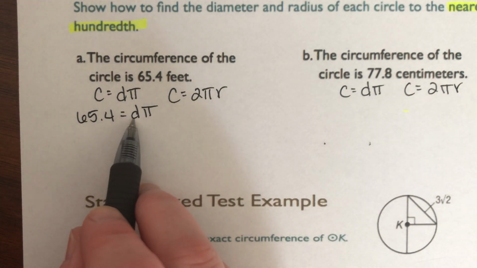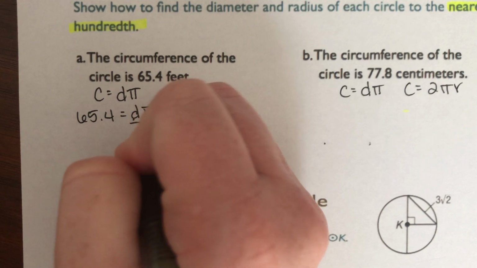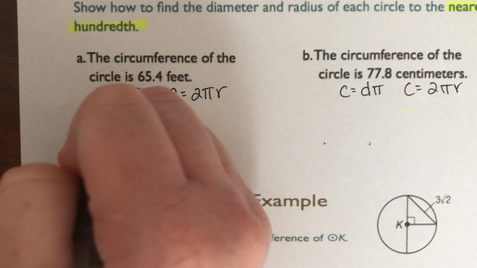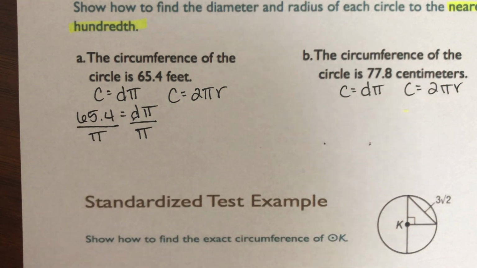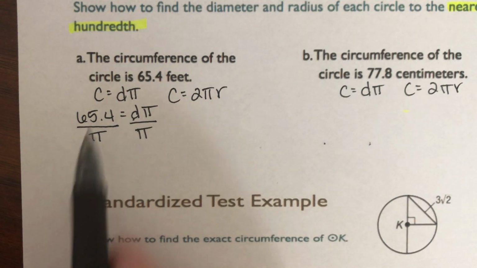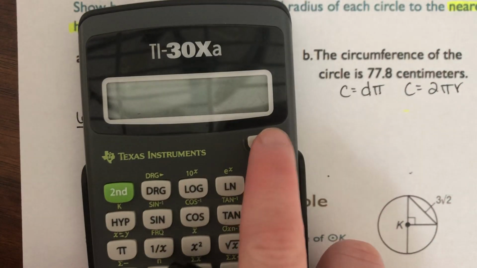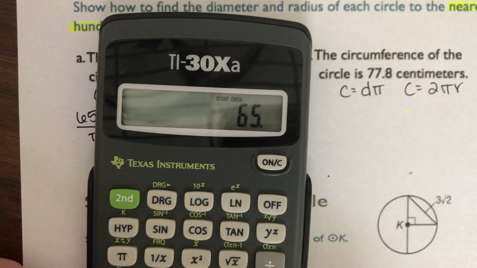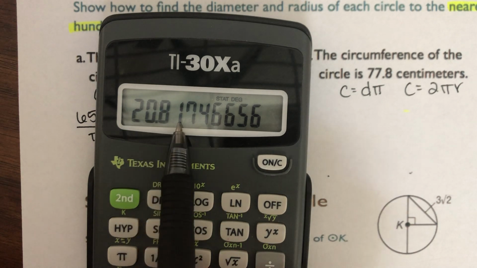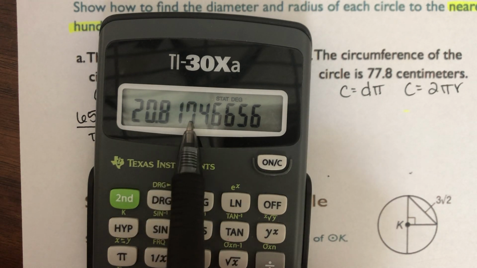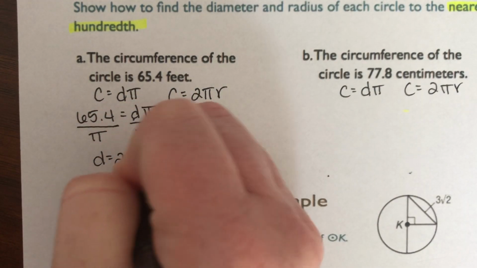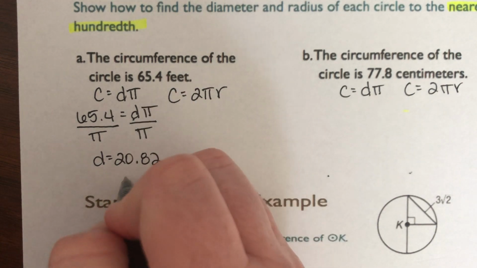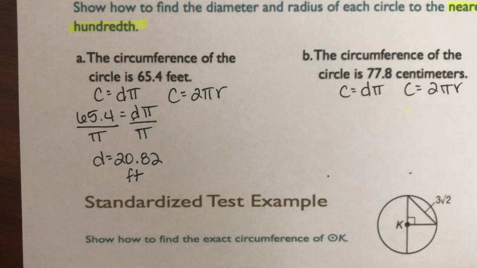And to get diameter by itself, I need to get rid of times pi, so I'm going to divide by pi. And I'm going to do the same thing over here. I never do the little squiggle on top when I write the pi sign, so I just draw a straight line. All right, so 65.4 divided by pi. 65.4 divided by the pi key equals 20.82, because we have to round to the nearest hundredth. The 7 makes it go up. So diameter equals 20.82 feet.